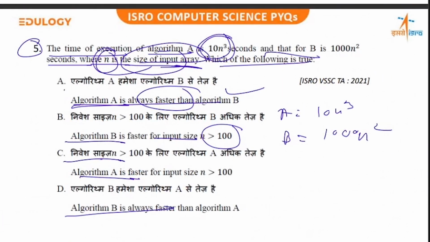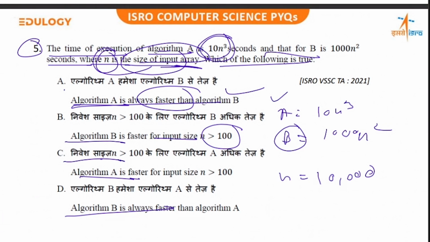If you don't believe me, you don't have trust in me, you can put n equal to 10,000. Then you can check, you will find A is greater than B. Definitely you will find, you can verify it right now, right here. So what will be the answer of this question? Now you guys are able to solve it very easily.